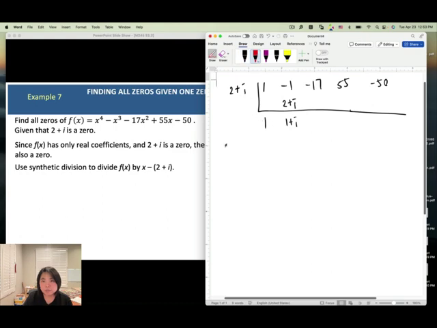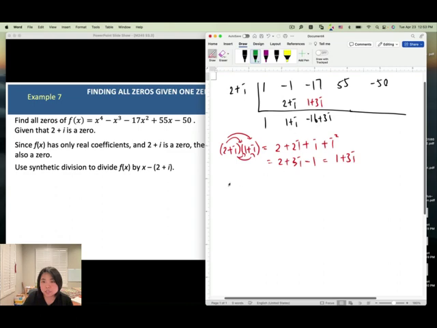Okay, now we're going to multiply it. 2 plus i times 1 plus i. So we're going to distribute one by one. So we have 2 plus 2i plus 1i plus i squared. And then combine the like terms, that will be 3i minus 1, which is going to be 1 plus 3i. So I have a 1 plus 3i here. Okay, added up, that will be -16 plus 3i.